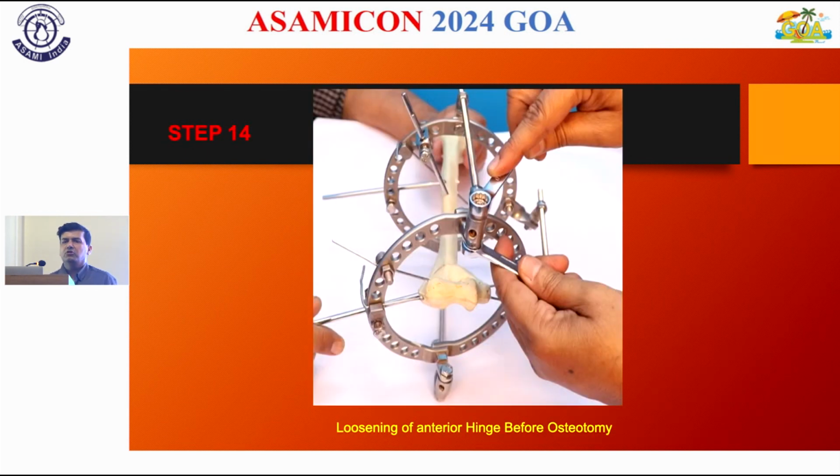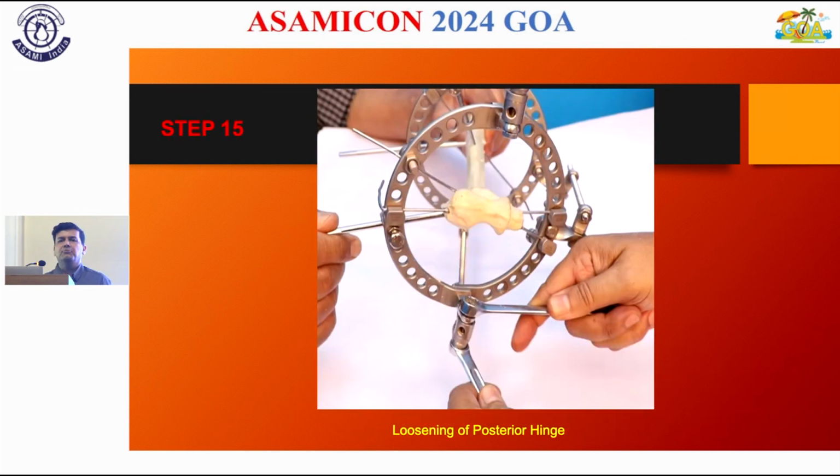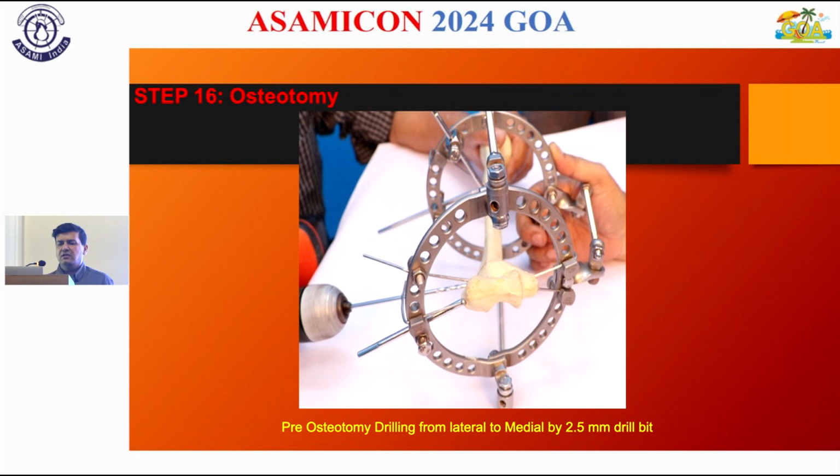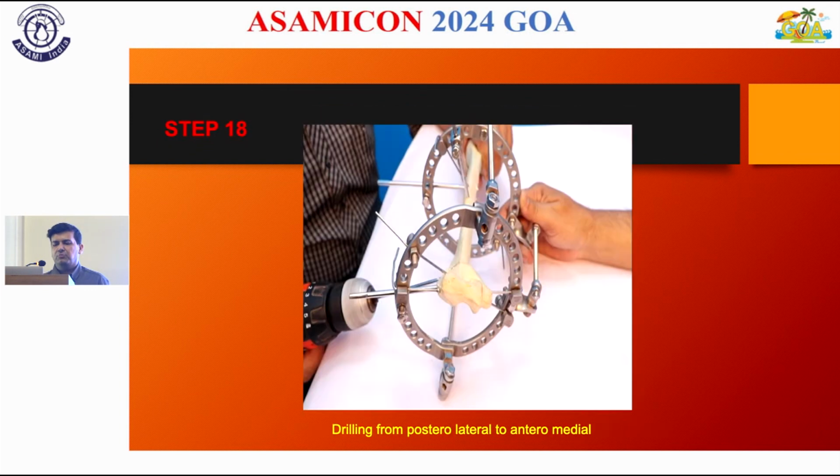Now, before the osteotomy, we have to loosen the anterior hinge and the posterior hinge. And then we do an osteotomy. We first do drilling on 3 sides, lateral to medial, anterolateral to posteromedial, and posterolateral to medial, and the osteotomy is done. The surgical procedure part is completed at this stage. Now the main part starts in the post-op period.